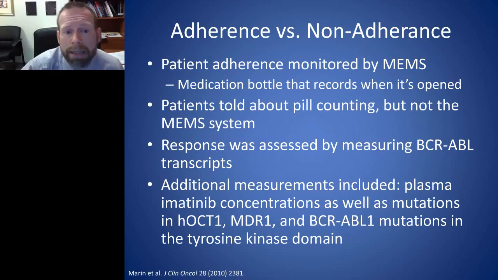And so in this study, the investigators told the patients about pill counting, but they didn't tell them about the MEMS cap. And so they were able to have an objective measure of whether the patients were actually adherent to the regimen or not, and the degree to which they were adherent. Were they 90% adherent, 75% adherent, 50% adherent? And then they were looking at the response to the medication by measuring the BCR-ABL transcripts. And then they did some other measures as well in terms of looking at genetic mutations.